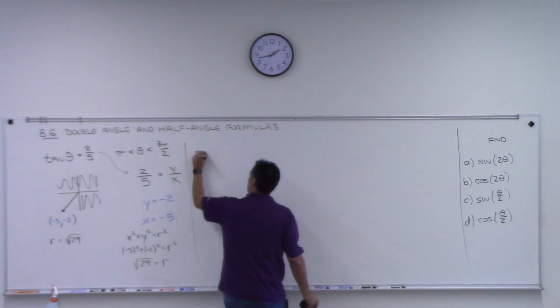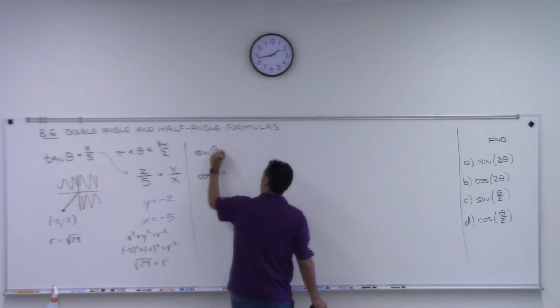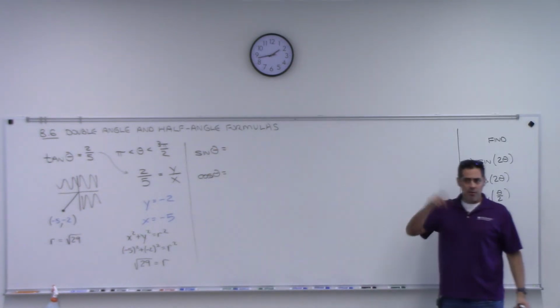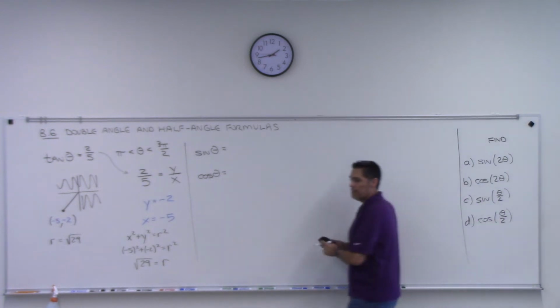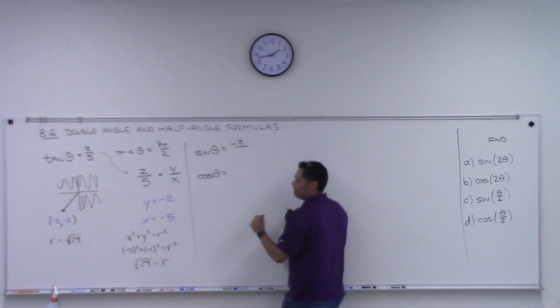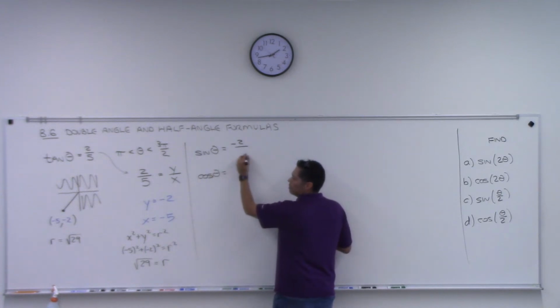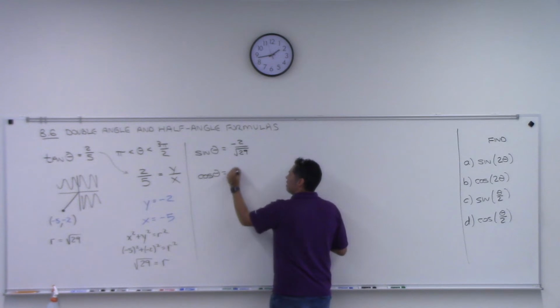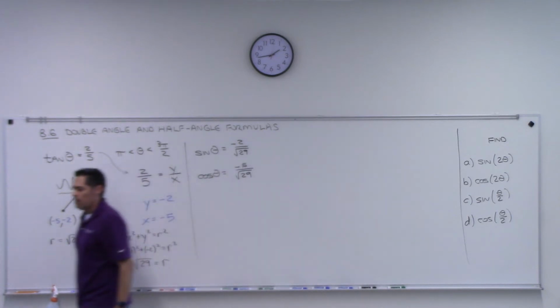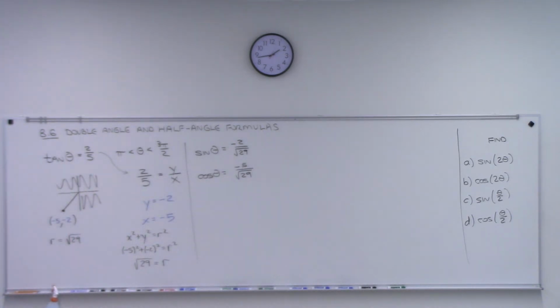So we know what sine theta is, and we know what cosine theta is. Sine theta, by definition, is the y coordinate over r. Our y coordinate's what? -2, right? Careful. It's the y coordinate over root 29. And then the cosine is the x coordinate, -5 over root 29 again. We good?